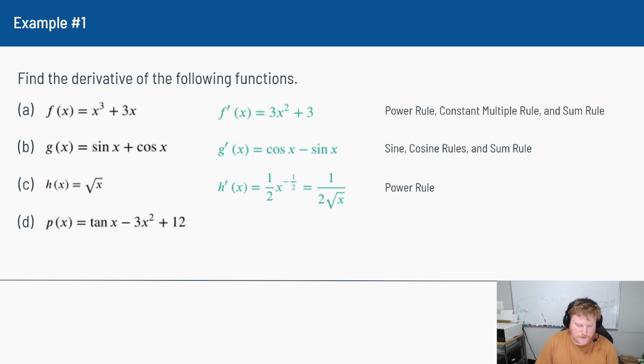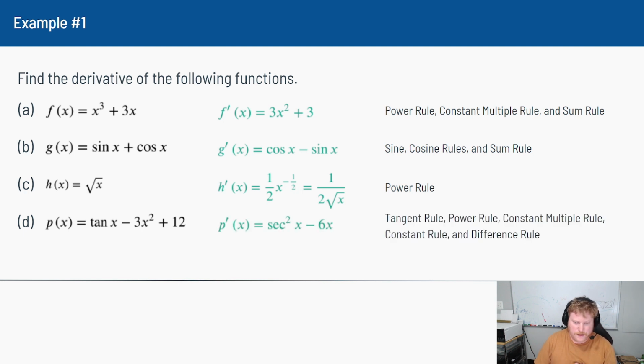For the next part, we have the sum or difference of three different functions: tangent, 3x squared, and 12. For the derivative there, we're using the tangent rule, the power rule, the constant multiple rule, the constant rule, and the difference rule. So all of the rules were used here. Eventually this will become sort of second nature. You won't be thinking about the rules that you're using. You'll just recognize what the derivative of a function is.